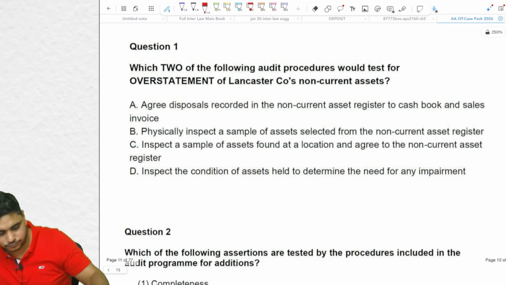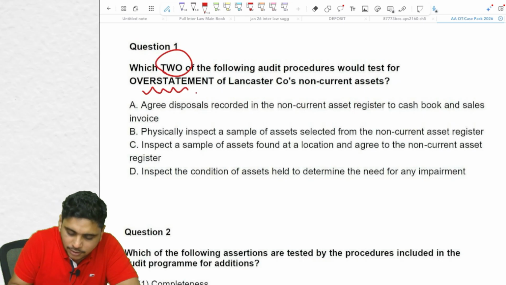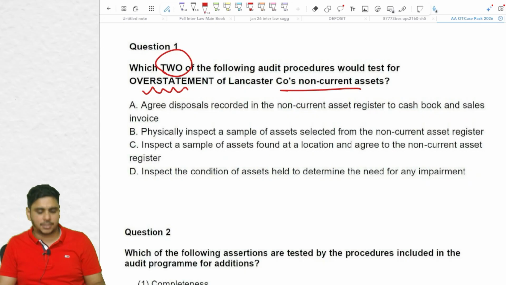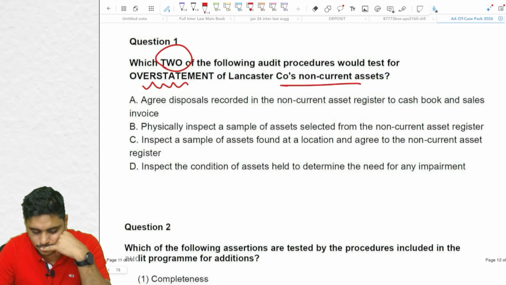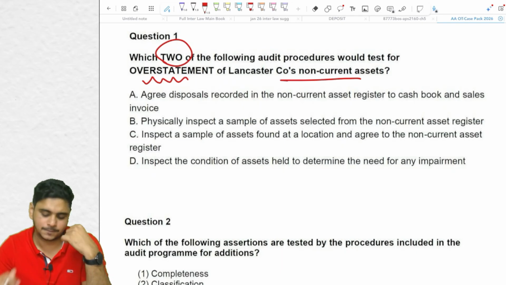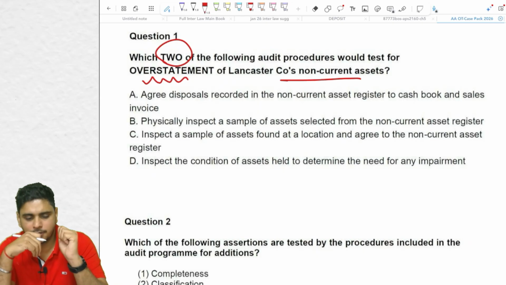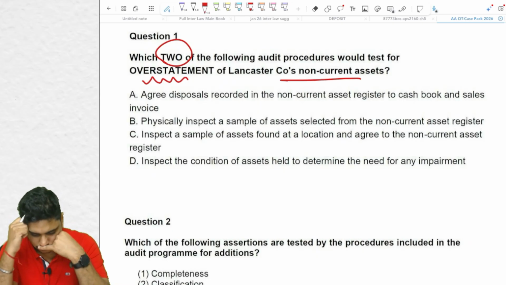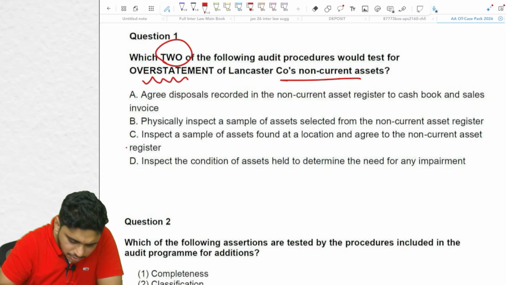First question. Which of the following two procedures would test for the overstatement of non-current assets? Overstatement of non-current assets, long-term assets. Choose. The audit procedure. You went to the client place. Overstatement of asset, you have to perform some procedure. Sir, in non-current assets we don't do sampling. No, 100% check. This is so wrong.